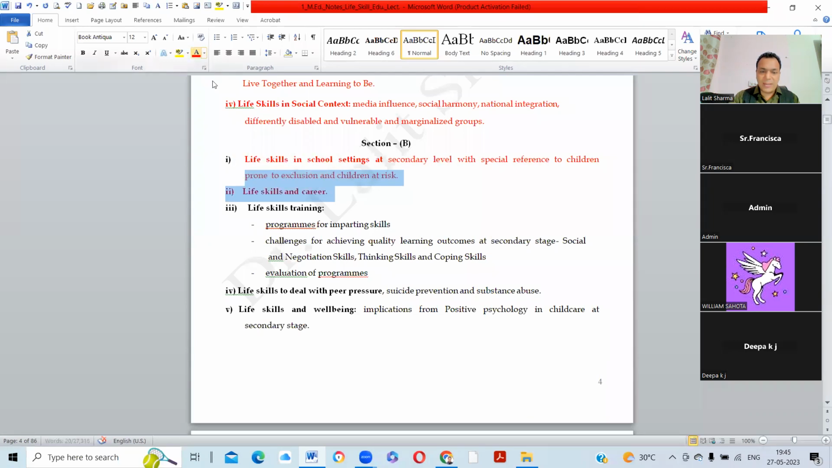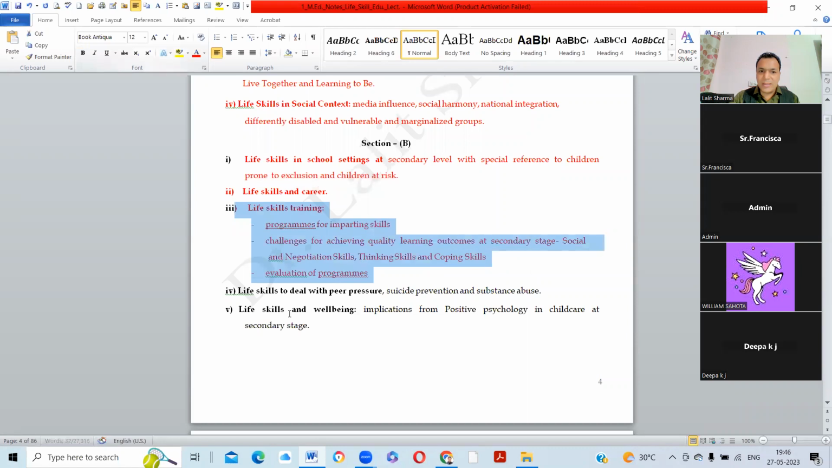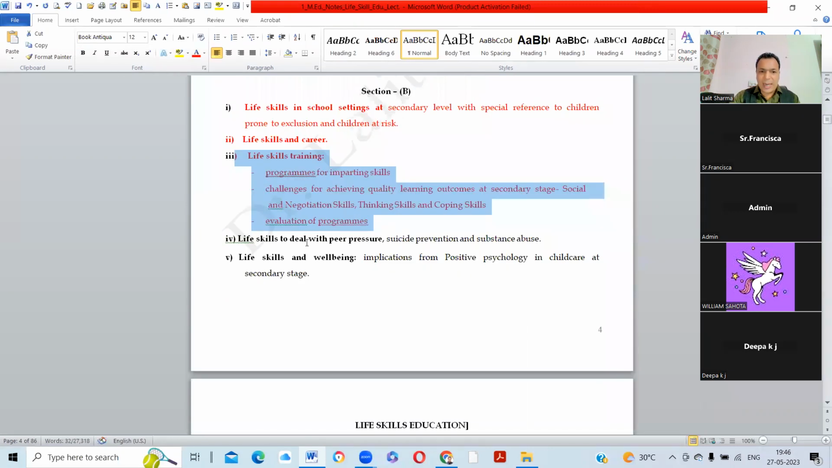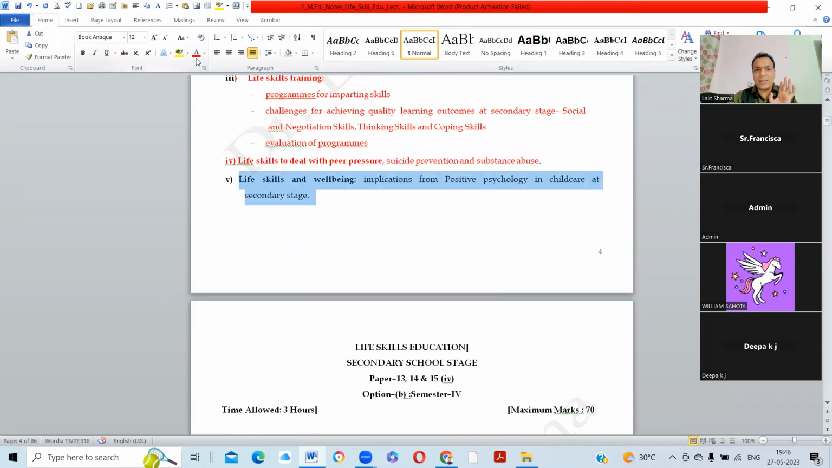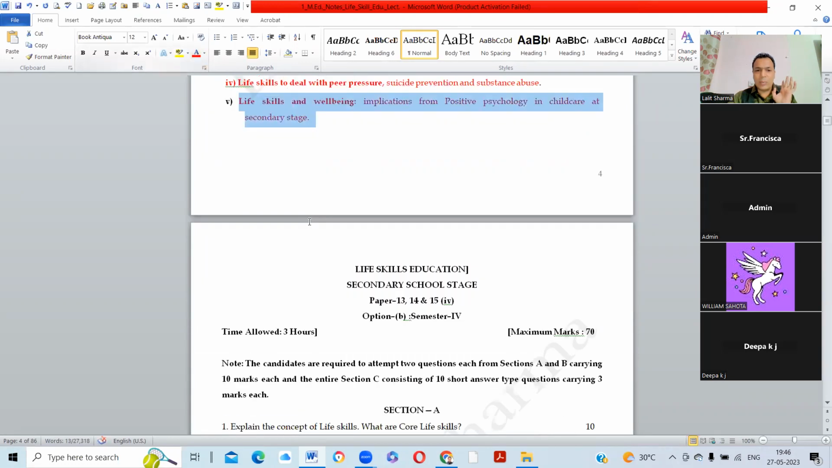Life and career we discussed. Now, which life skills programs are there? We have discussed all the life skills programs. Right? Thinking skills, coping skills, and others. And then life skills to deal with peer pressure, suicide prevention, and substance abuse. We discussed these. Life skills and well-being, positive psychology in children at the secondary stage. We have done this too. The whole thing, completely.